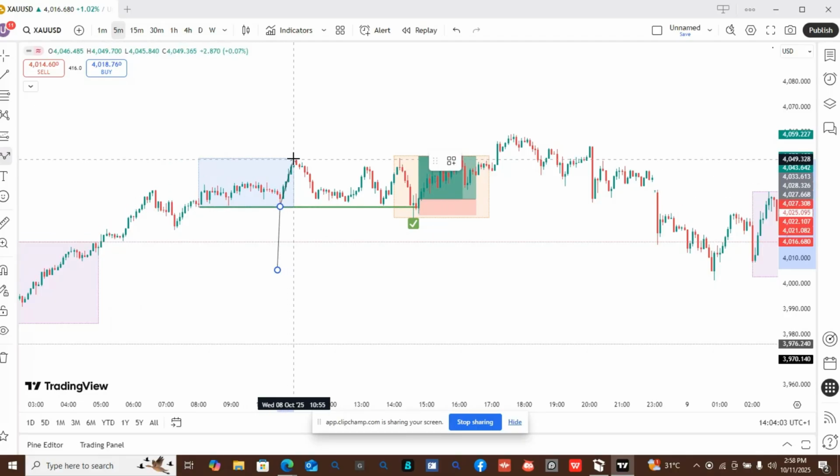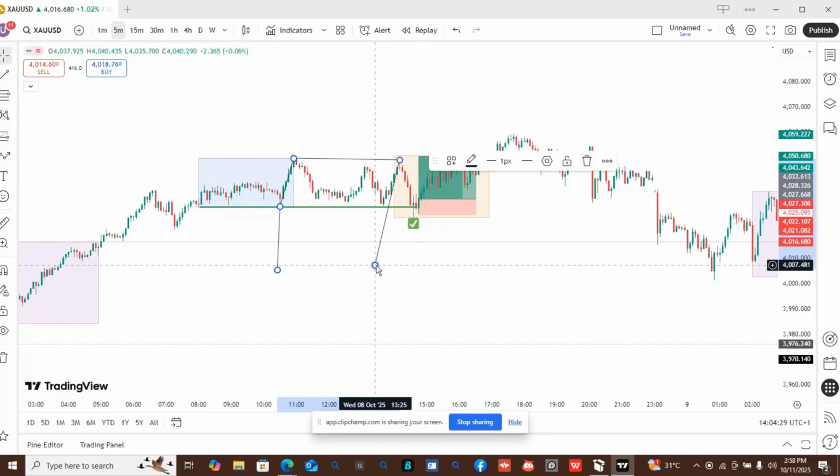Price created this high. Okay, after creating this high, price tried to come down to take out this low, but it couldn't. It tried again to come down to take out this low, but it couldn't. It tried again to take out this low here, it couldn't. And finally, during the New York session, price came down from this zone and took out this low. After taking out this low, what do you notice? There is a green candle here.